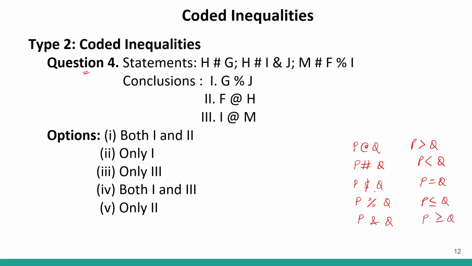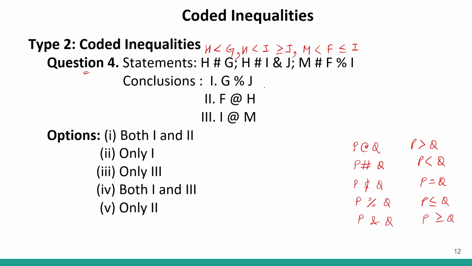Coded inequalities converted into direct inequalities. We will do the same thing for statements. So H will be less than G. H will be less than I. Then I is basically more than or equal to J. M is basically less than F and F is less than or equal to I. These will be your codes.